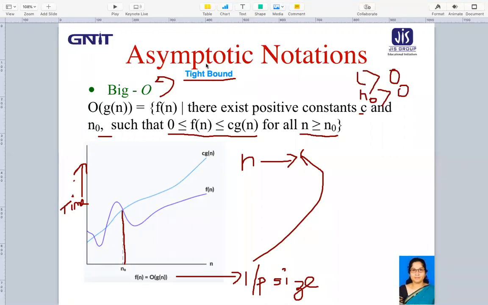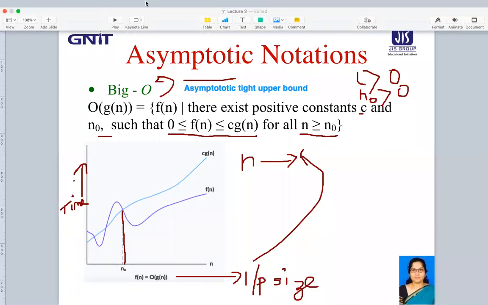This is known as asymptotic tight upper bound, because beyond this, whatever happens, your complexity cannot go beyond c·g(n), that is f(n) cannot go beyond c·g(n). So this is big O. We will be seeing some problems on big O now.